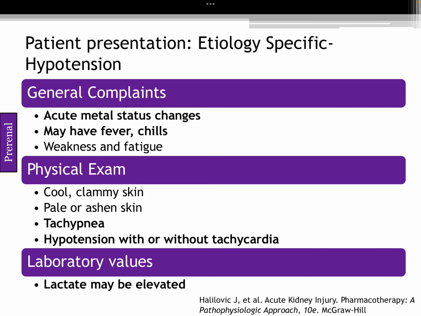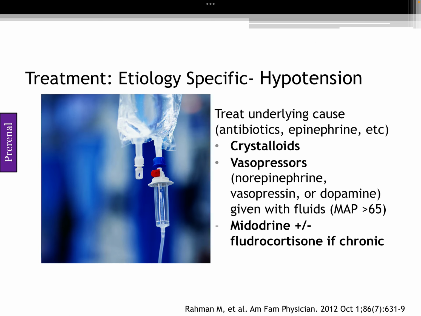Usually these patients have acute mental status changes. If they have a septic shock, they'll have fevers and chills and weakness and fatigue. Because they're not perfusing appropriately, they'll have cold and clammy skin or pale and ashen skin. And in order to overcome the lack of blood oxygen, they'll be tachypneic and have hypotension with or without tachycardia. Their lactate may be elevated, especially if it's sepsis. I did bold some of the big things that I wanted you guys to know.